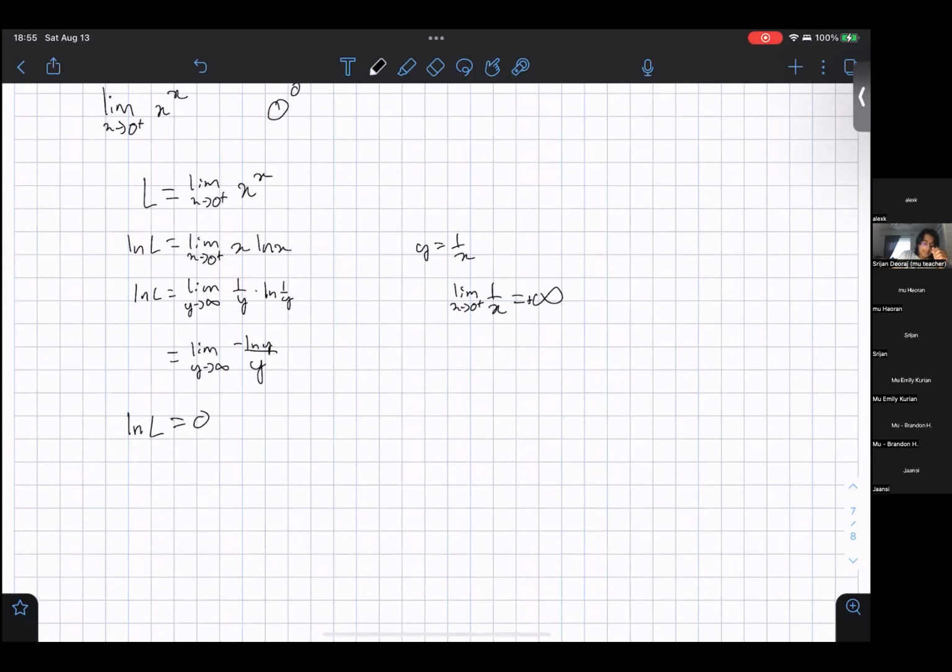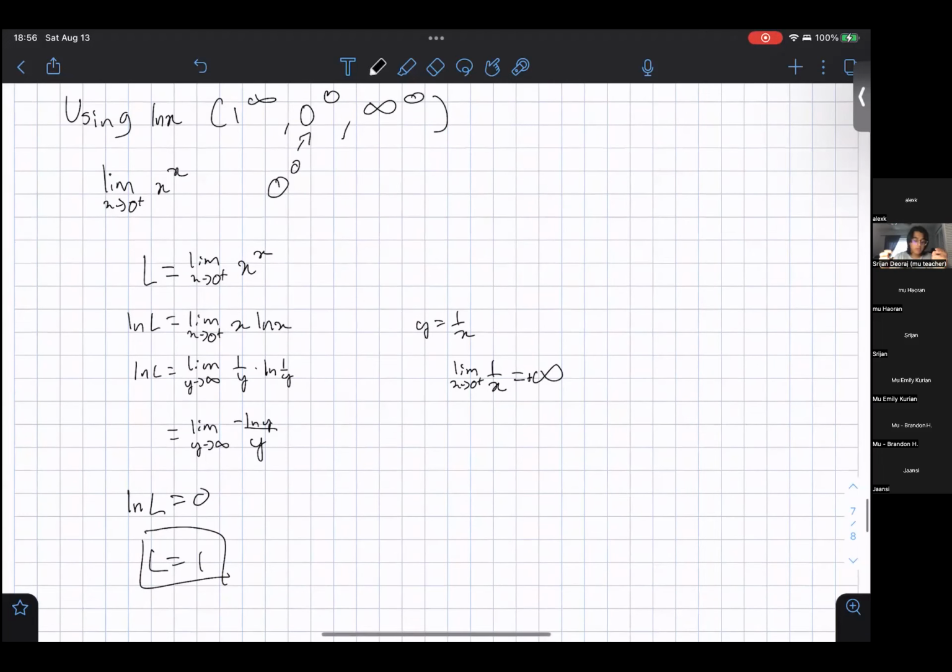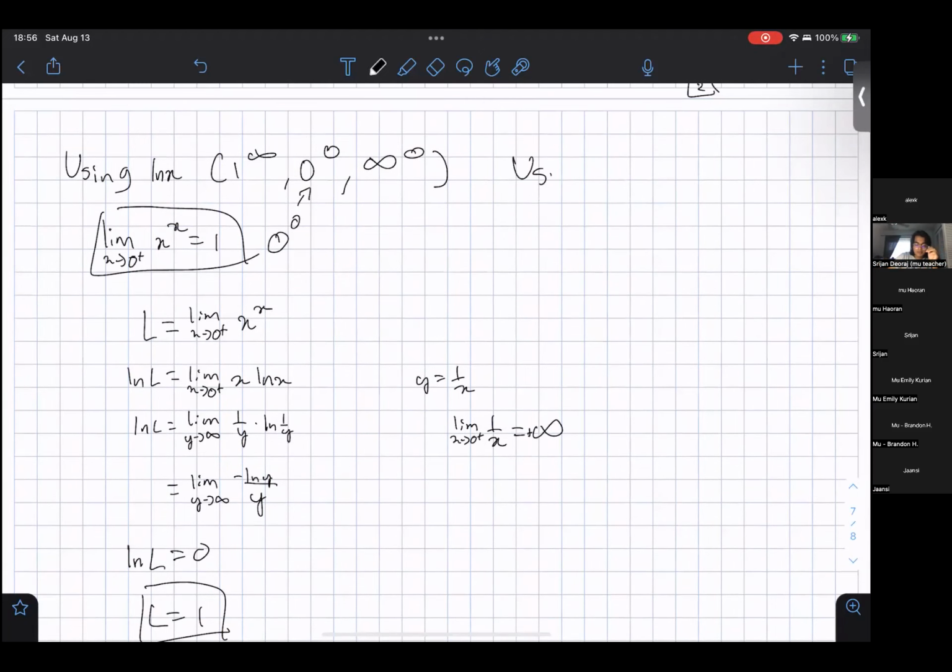But remember that ln of our limit is equal to 0. So in order to solve for our final limit, we have to raise e to the 0, which is just 1. So we got that this limit is equal to 1. So that's a lot, but that was using two techniques: using substitution and using ln of x.